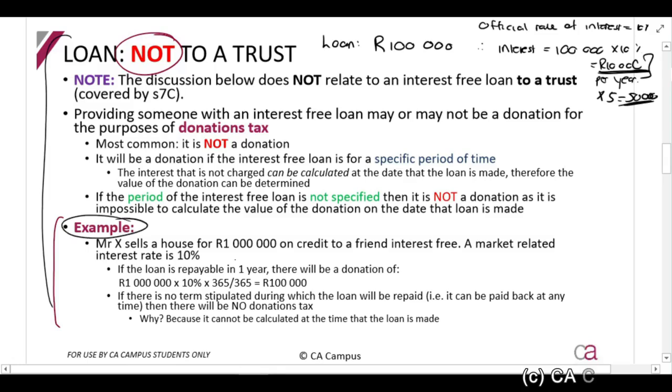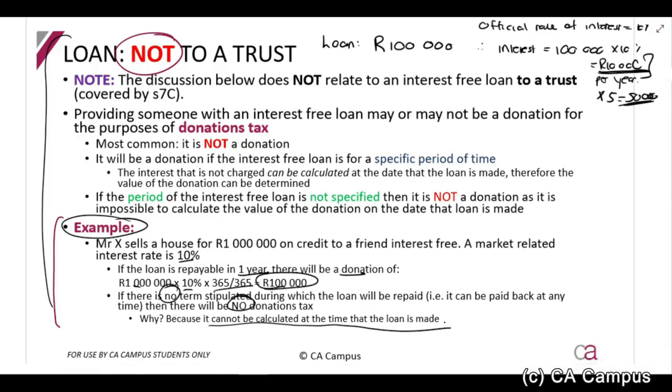So Mr. X sells a house for R1,000,000 and a market-related interest is 10%. If the loan is repayable in 1 year's time, there will be a donation of 1,000,000 times 10% times 365 over 365, so 100,000. If there is no term stipulated during which the loan will be repaid, then there will be no donation for donations tax purposes. Why? Because we can't determine what the interest will be. And again, it's just for today, on today's date.